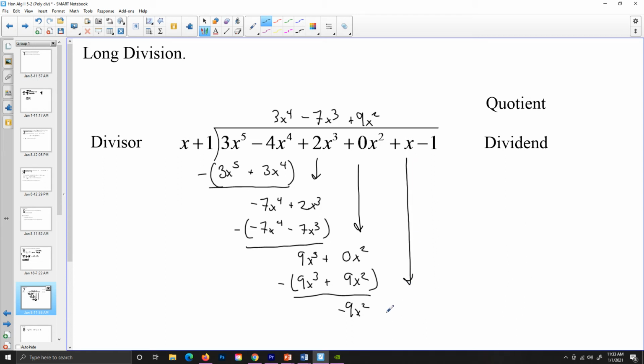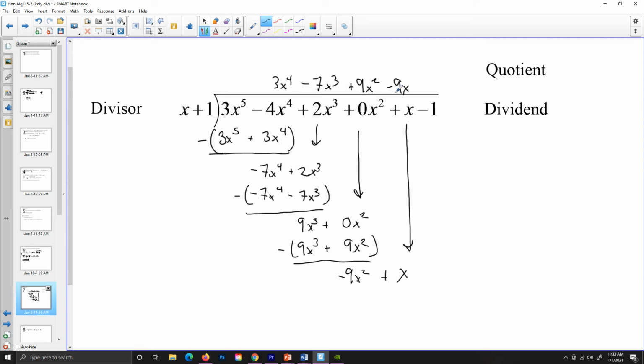I bring down the x and I ask myself, what times x is negative 9x squared? Well, negative 9x is. And so I distribute: negative 9x times x is negative 9x squared. Negative 9x times 1 is negative 9x. And again, I'm subtracting. When I do that, I get the first two terms to cancel out, and then positive x minus a negative is plus a positive, x plus 9x is 10x, and I bring down this negative 1.